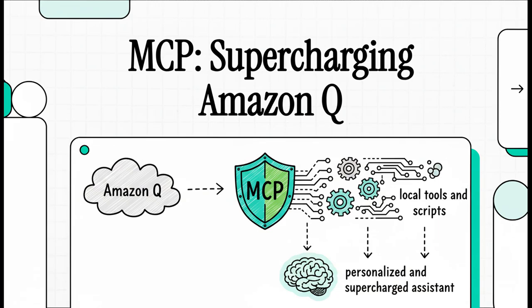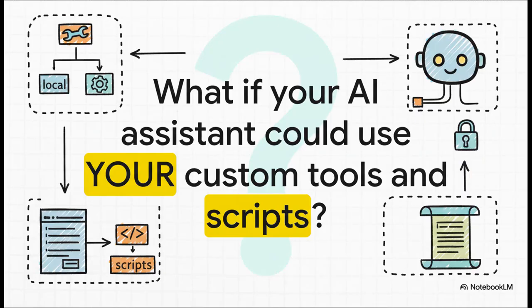If you're using Amazon Q Developer, then you're going to want to pay close attention. Today, we're diving into something called the Model Context Protocol, or MCP. It's a way to connect your AI assistant directly to your personal tools, and trust me, give it some serious new superpowers. So let's just imagine for a second.